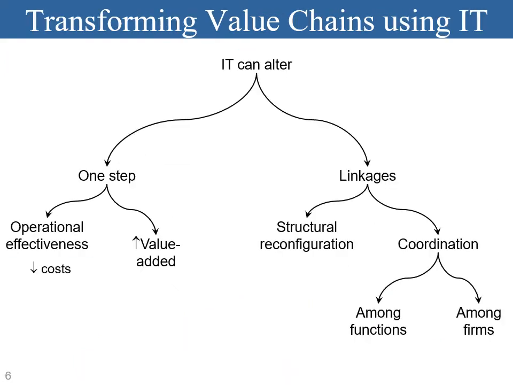Okay, this model basically shows you how you can use IT to transform your company's value chains, right? IT can alter a value chain in one of two places. Number one is the content of individual steps and their linkages. So you can use IT to transform how your company does one discrete step in its value chain, either by lowering cost, which is operational effectiveness, or increasing value added in it.